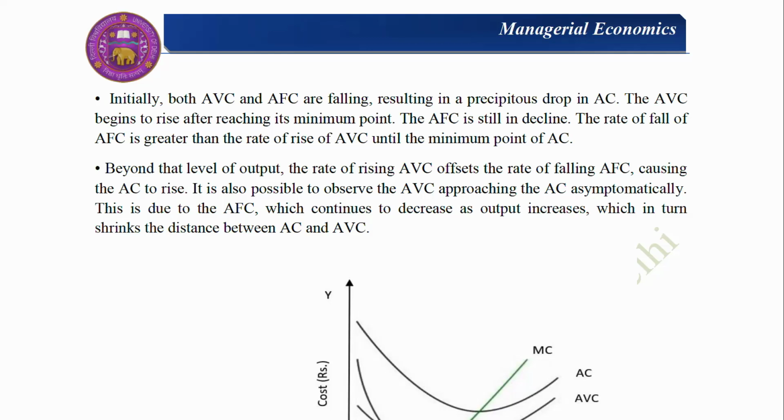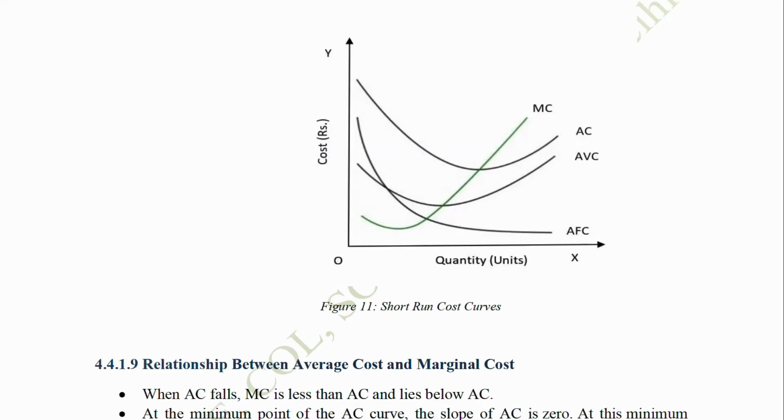It is also possible to observe the average variable cost approaching the average cost asymptotically. This is due to the average fixed cost, which continues to decrease as output increases, which in turn shrinks the distance between average cost and average variable cost. Figure 11 shows the short-run cost curves.